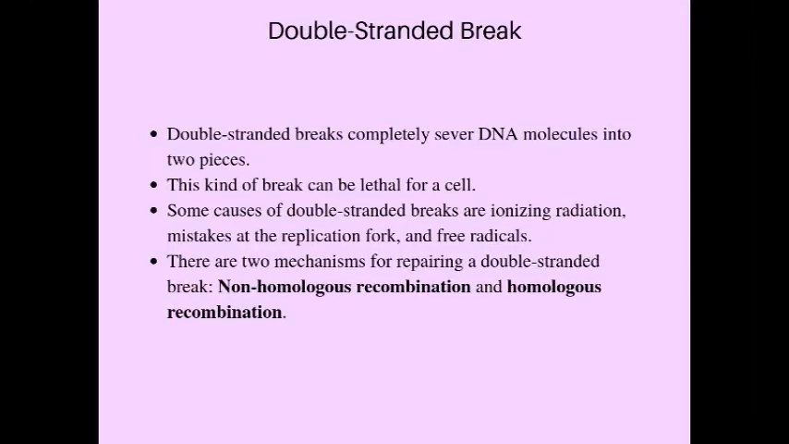There is a potentially lethal mutation that can occur in cells which is called a double-stranded break. This mutation completely severs DNA molecules in two pieces. There are two recombination processes that can fix this mutation: homologous and non-homologous recombination.